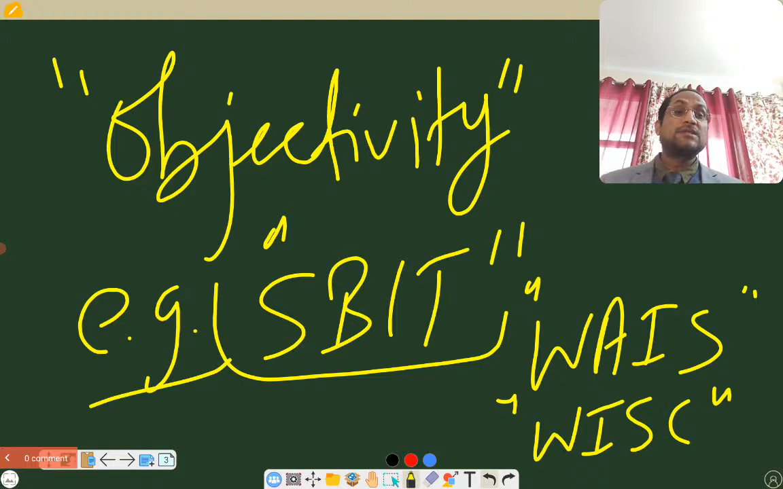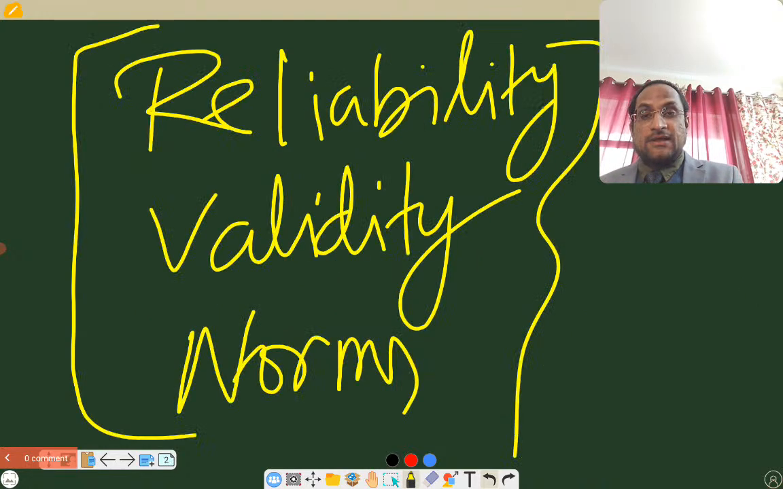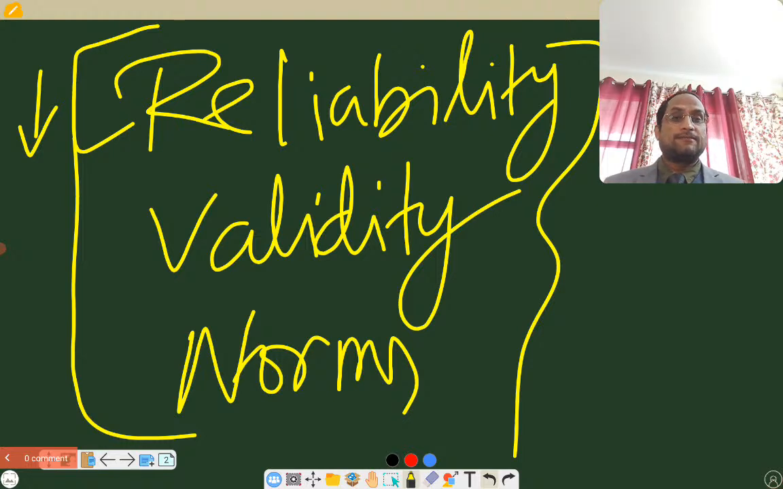How they are different from constructed tests, we have already talked about that. If we talk about reliability, the constructed test is having very less reliability. That is, the scores obtained on these tests are not uniform. They are not temporally stable and internally consistent.